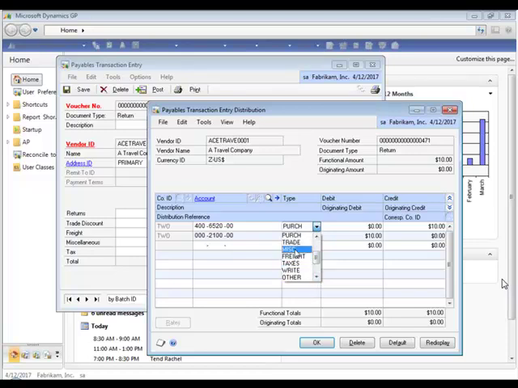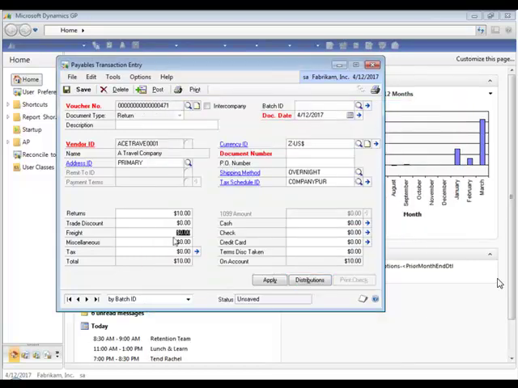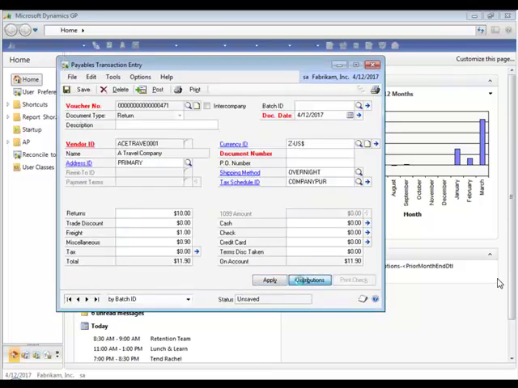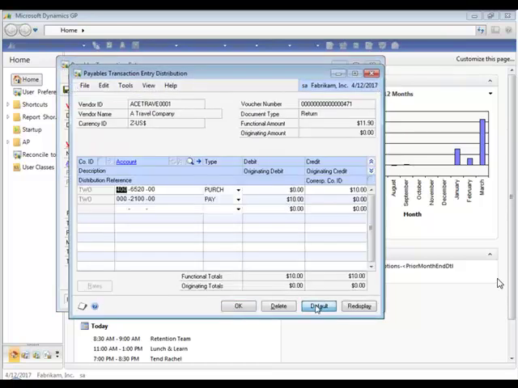What about these other types? Miscellaneous goes with whatever you put on the miscellaneous line. Taxes with what goes on the tax line. So if there were amounts in there, you would see those. If there was freight, if there was miscellaneous, if there was taxes, then I'd have to put in a tax note. And now when I go to distributions and refresh it, I get more.